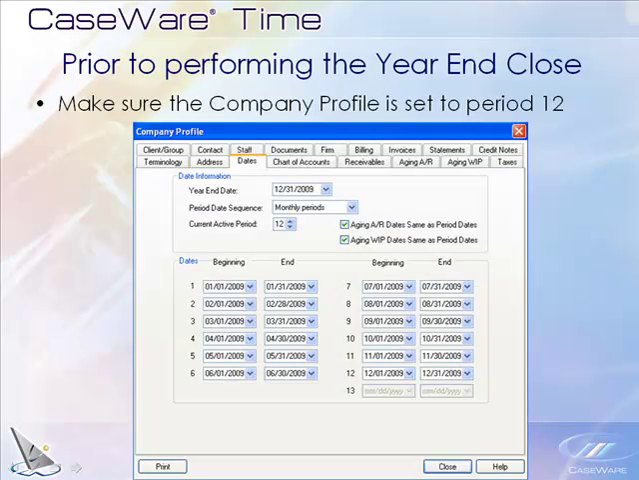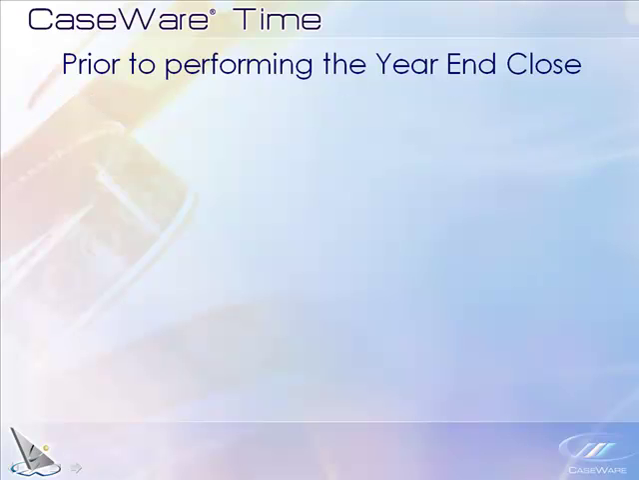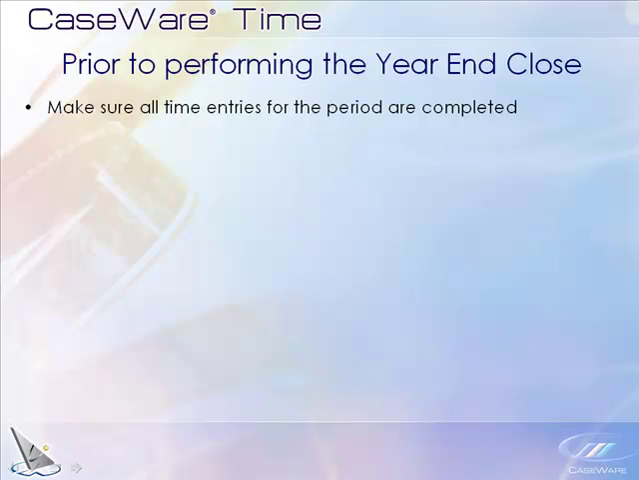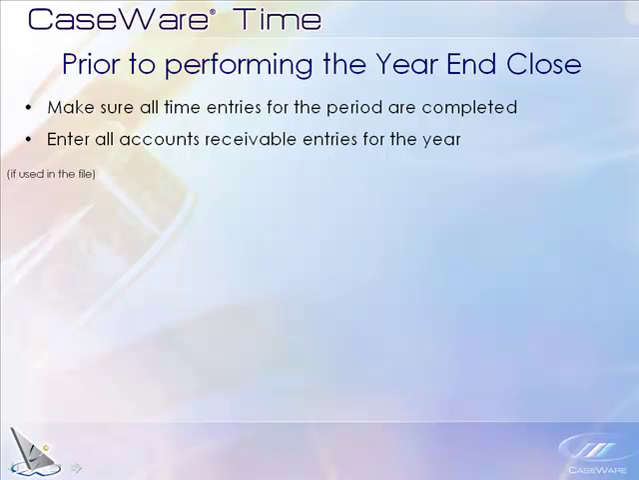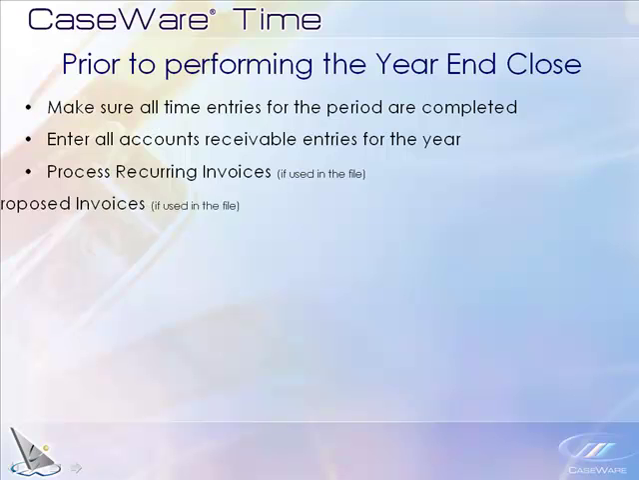If you're working in a monthly file, make sure the company profile is set to period 12. From the File menu, open Company Profile, and then select the Dates tab. Check that the period is 12. Make sure all the time entries for the period are completed. Enter all accounts receivable entries for the year. If you have set up recurring invoices in your file, process them for the final month.